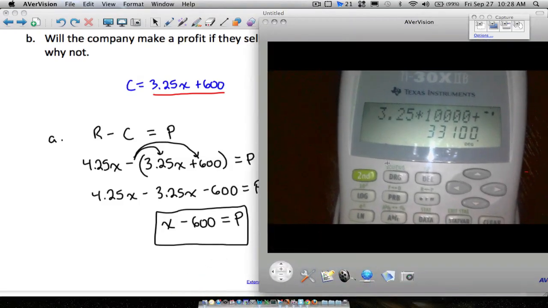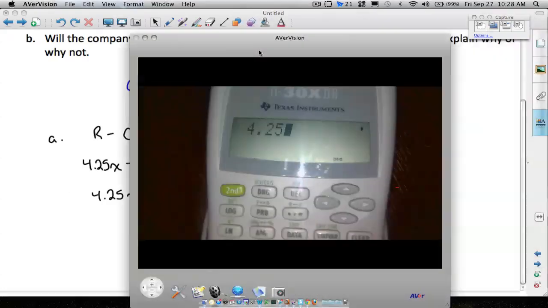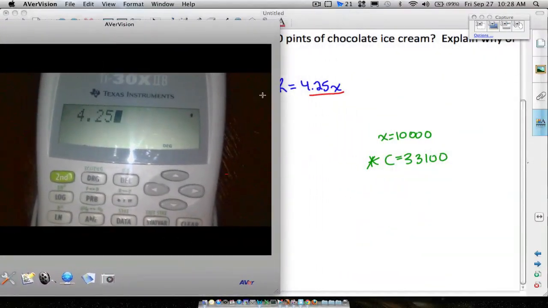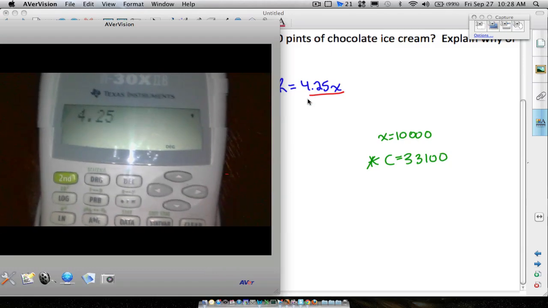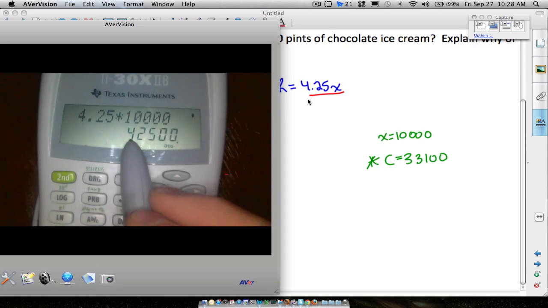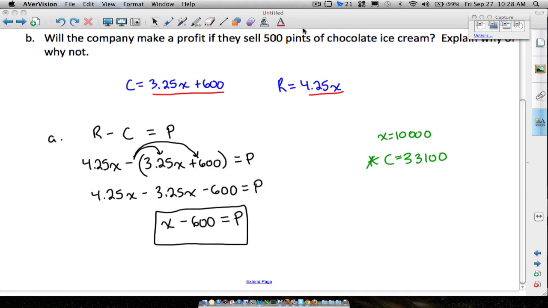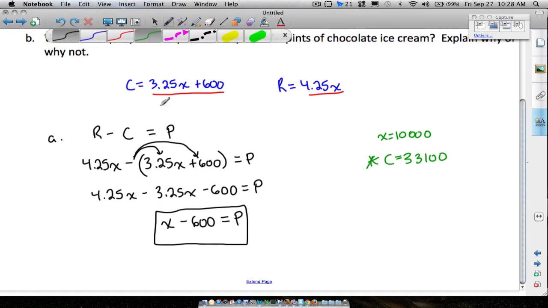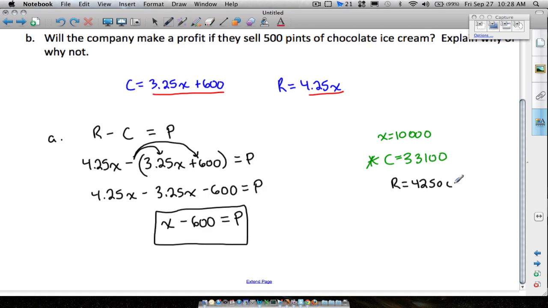But now if they turn back around and sell those 10,000 pints for $4.25 a piece, that's what the revenue is. That's how much they're going to sell it for in the store. So times those 10,000 pints that they made, their sales is going to be $42,500. So their revenue is $42,500.